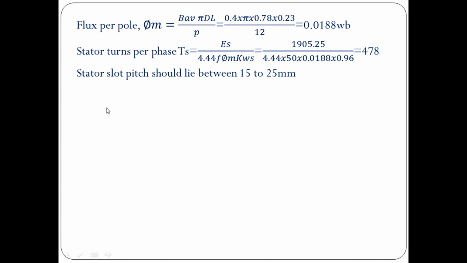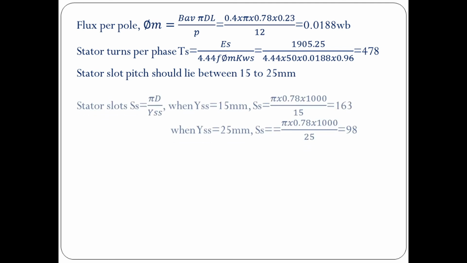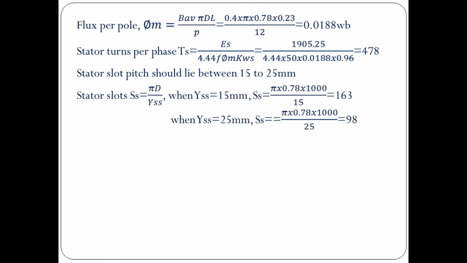Now the stator slot pitch should lie between 15 to 25 mm. There is no deviation, that is the bottom and upper range for the standard stator slot pitch that you have to follow. So stator slots SS is nothing but pi D divided by YSS. Pi D divided by YSS is the stator slots equation.